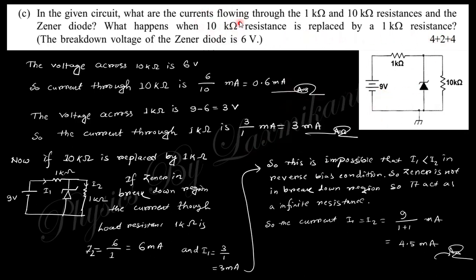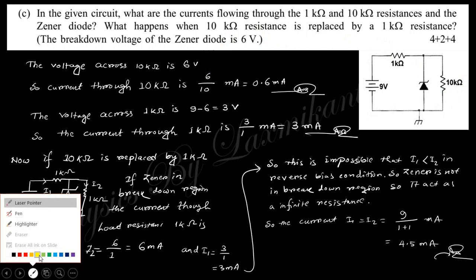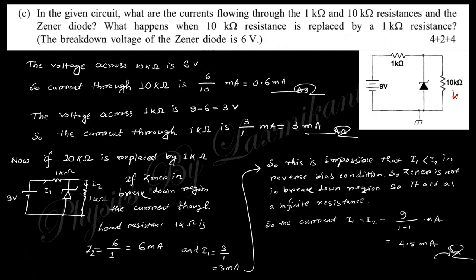Next, when this 10 kilo ohm is replaced by 1 kilo ohm, the current through this region will be 6 by 1. If the Zener is in the breakdown region, the voltage across the Zener must be 6 volt, and this resistance is 1 kilo ohm. When this 10 kilo ohm is replaced by 1 kilo ohm, the current will be 6 milliampere.